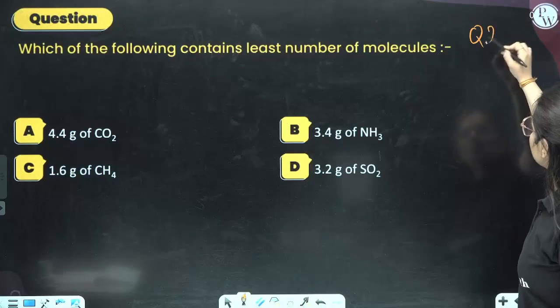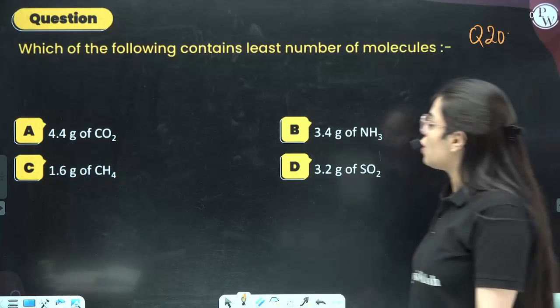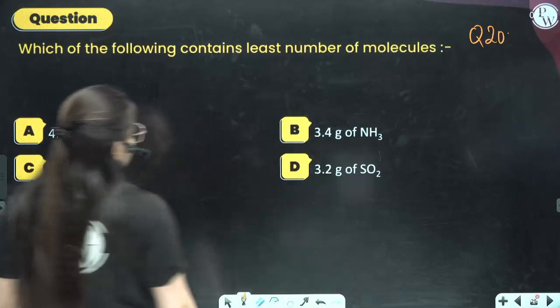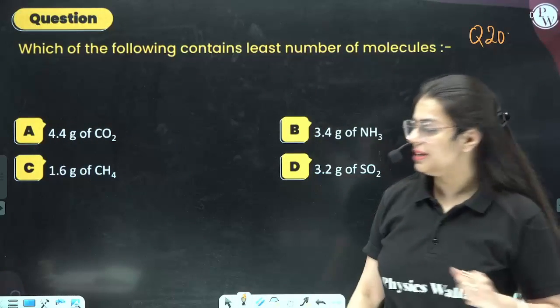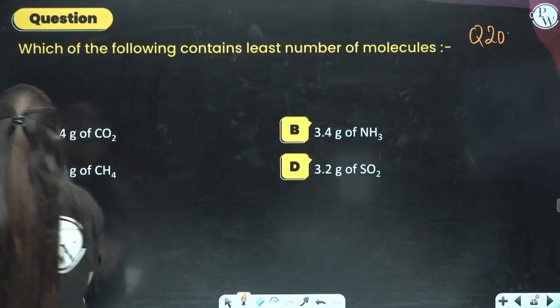The next question is: which of the following contains the least number of molecules? Now let us see one by one. If I talk about option number A.